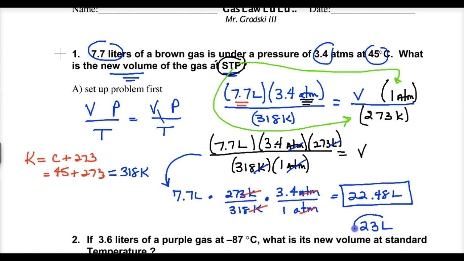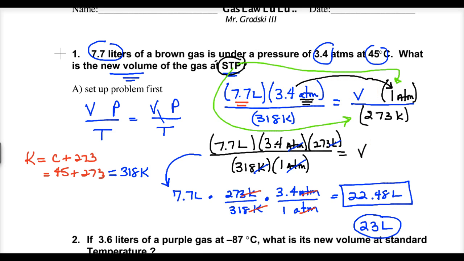Now, you're not done. Does this make sense? Well, my friends in chemistry, my pressure, wow, did what? Looks like it went down more than a third. So my volume should go up more than 3 times. So it makes some sense here that our volume went to 23, so it more than tripled. So that's your answer.